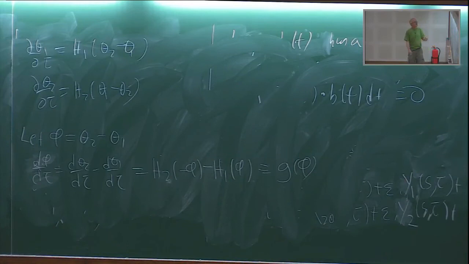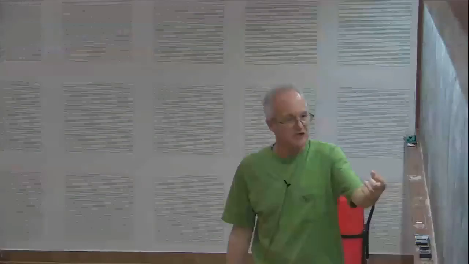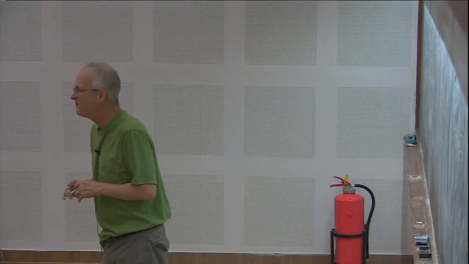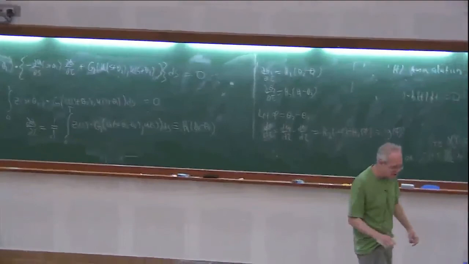Now, you can imagine if we had many, many more variables, if we coupled hundreds of them together, then we just get these H functions of multiple things. And this is perfect because we will now apply this to neuroscience. All right, so there you go. That is the weak coupling, and we'll apply it shortly.